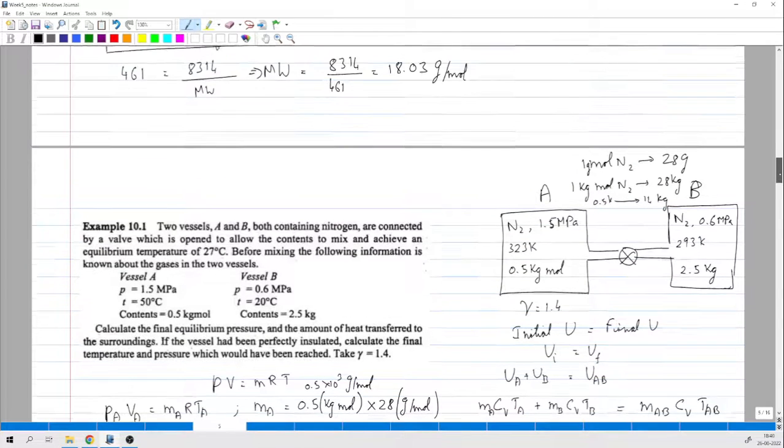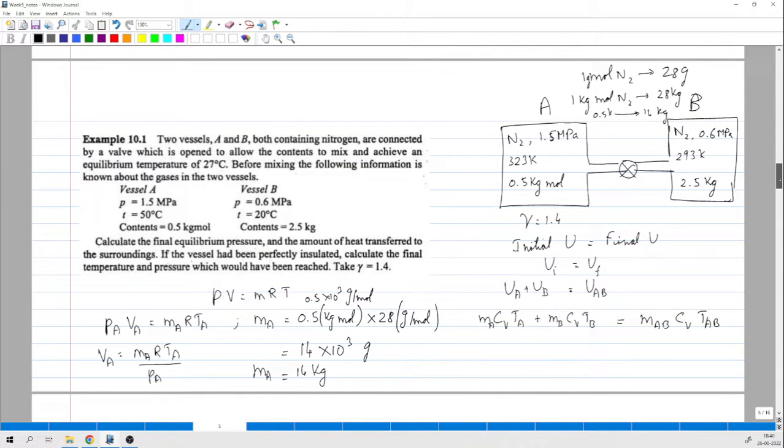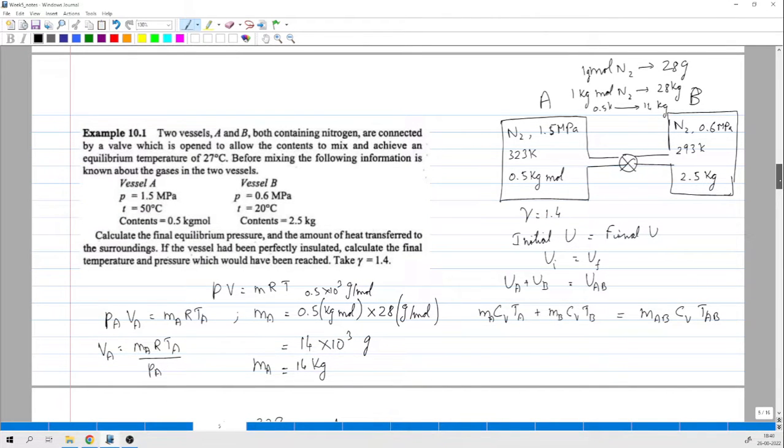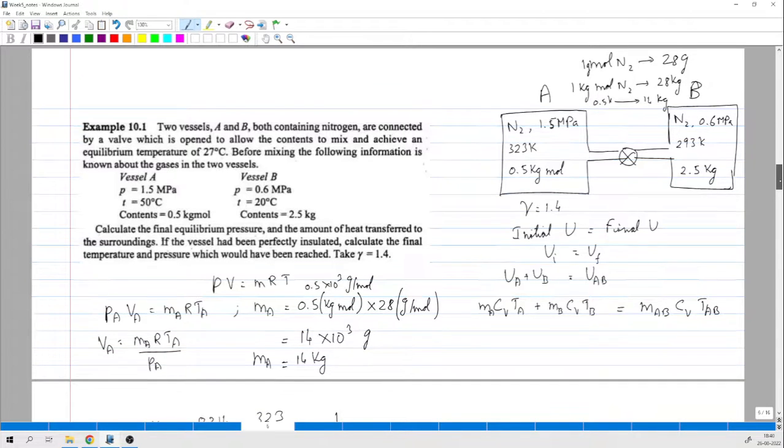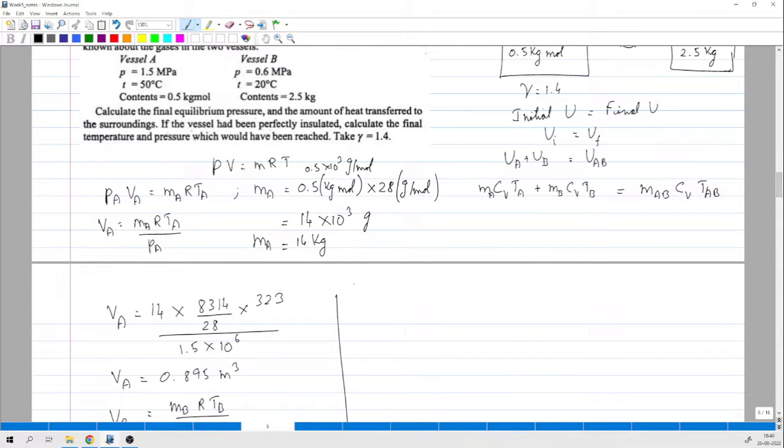Now we need to calculate the final equilibrium pressure. So the final temperature is given as 27 degrees Celsius. For this we need to calculate the final equilibrium pressure. So we can use the PV equal to MRT equation. So now it is PAB, VAB and MAB, TAB. So pressure AB is equal to MRT.